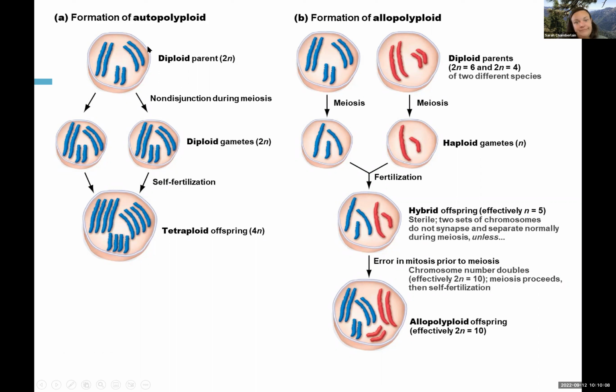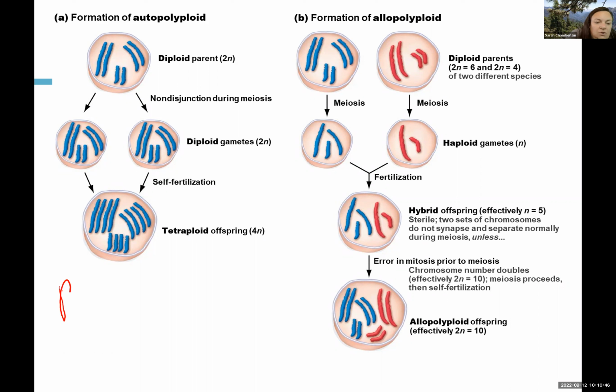So auto, whereas allopolyploidy happens when there's some sort of mitotic error in one individual, and then with another individual there's fertilization, and you get this hybrid, and then it does a weird thing, and now we have a different number of chromosomes. I don't really care that you know the difference between auto and allo. My main concern is just that you know that polyploidy is the name that we use to describe that circumstance, where we end up with extra chromosomes.